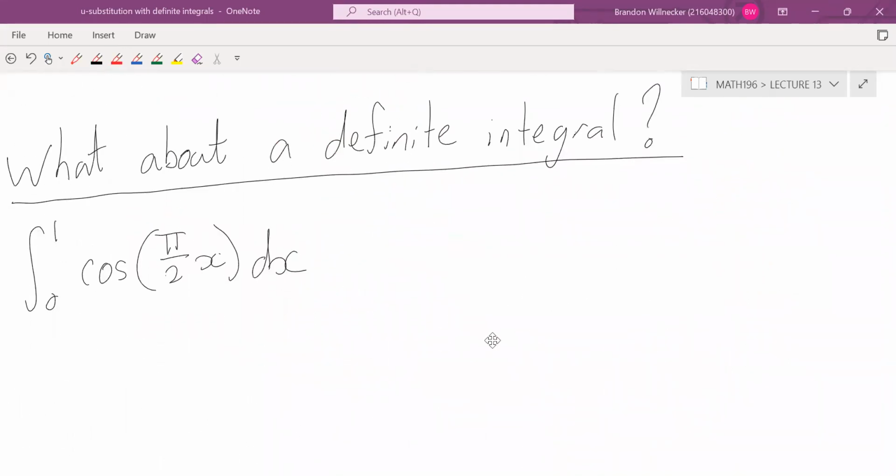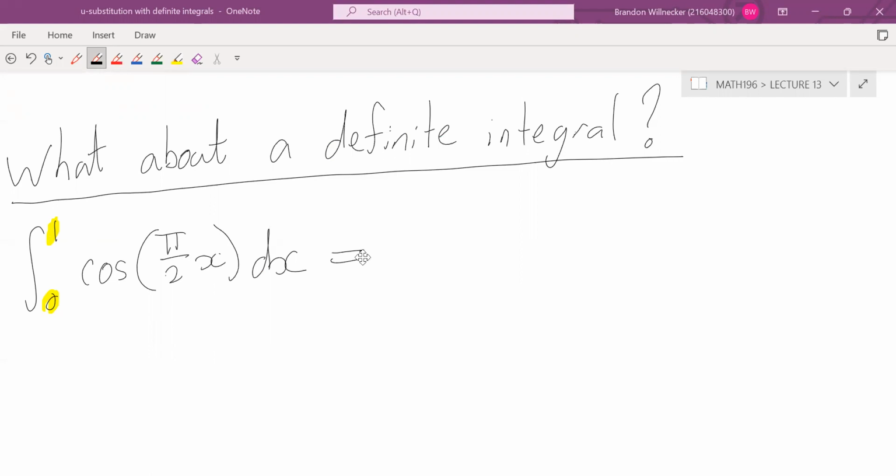Okay, so what happens if we have an integral that looks like this? It's the same integral as before, cos(pi/2 times x), right? But now we've got a lower bound and an upper bound. How do we deal with this? Everything stays exactly the same as before, exactly the same procedure, but now we just have one extra step because we have to deal with the upper and lower bounds. So I'm just going to rewrite this to make it very clear what I mean.